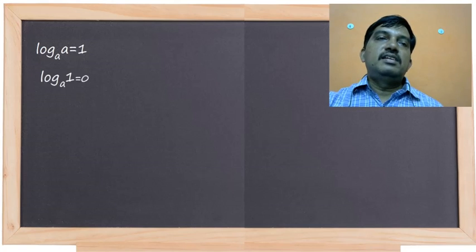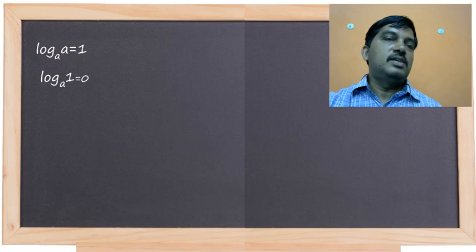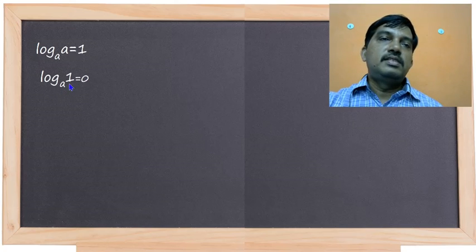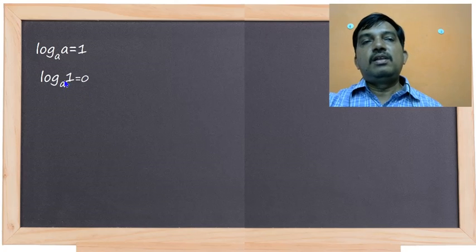And the second result is logarithm of 1 to the base a. Logarithm of 1 to the base a is equal to 0, because what is a power 0? A power 0 is equal to 1. Therefore logarithm of 1 to the base a is equal to 0. Here, whatever the base a may be, logarithm of 1 to any base is equal to 0, and many times we will use this result, so remember this result: logarithm of 1 to the base a is equal to 0.